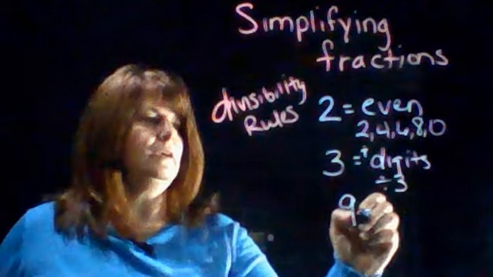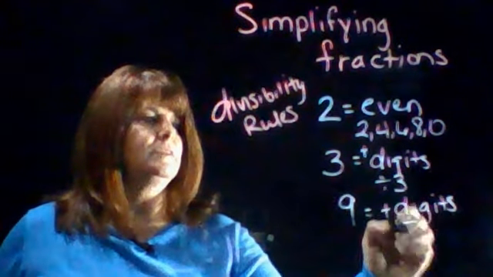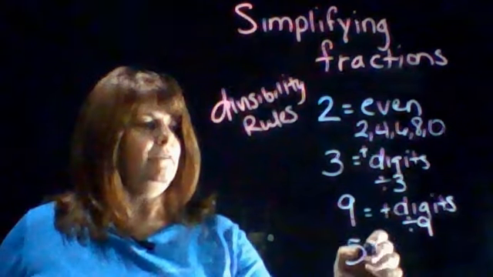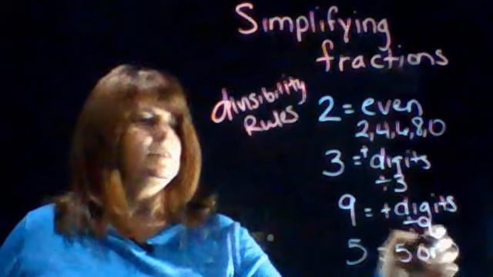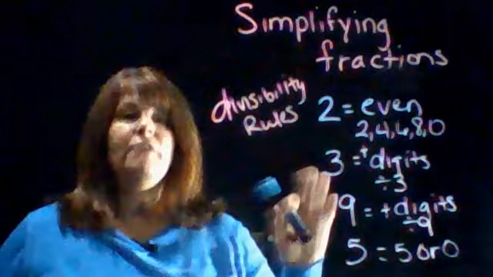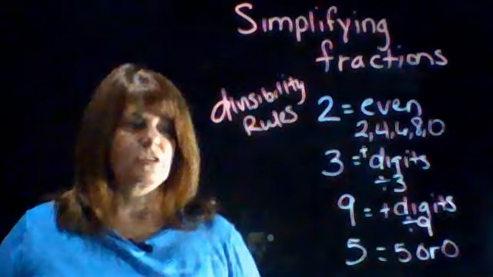9, same thing, add the digits, and we'll talk about what that looks like. If the sum is divisible by 9, it's divisible by 9. And then 5 is, if it ends in a 5 or a 0, it's divisible by 5. So these are the rules that we're going to follow when we look at, can we simplify this fraction?